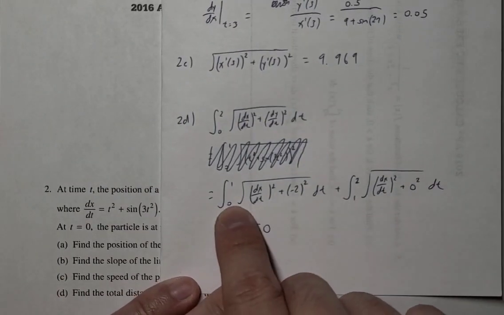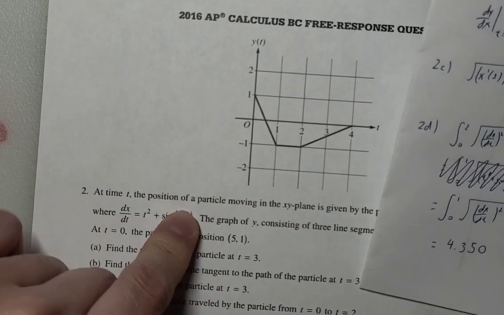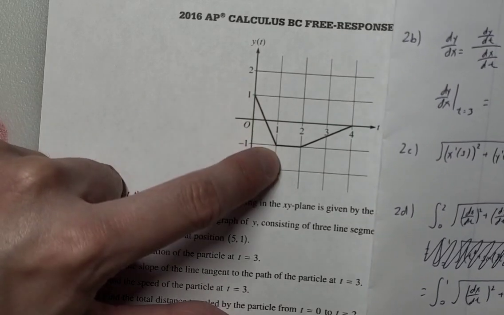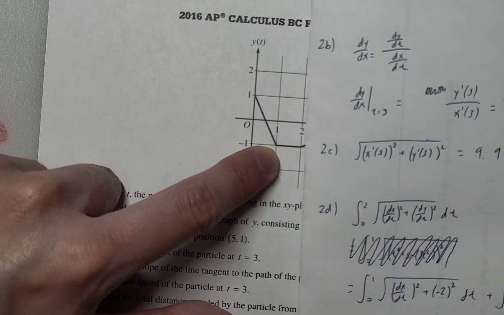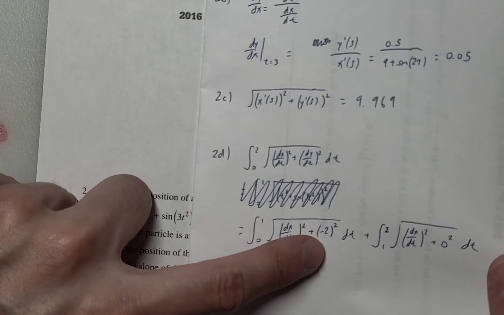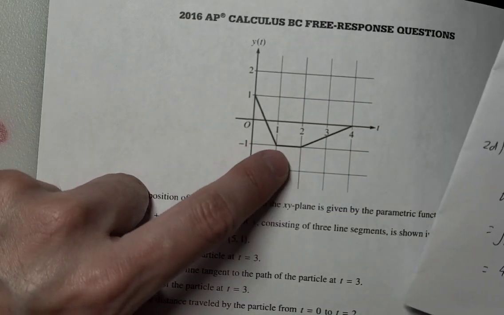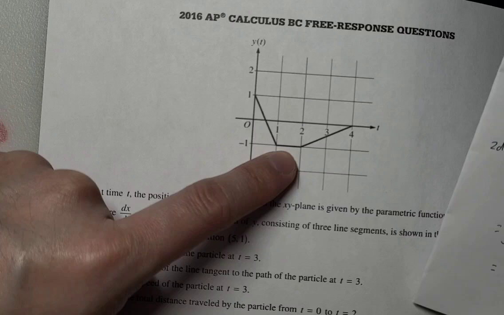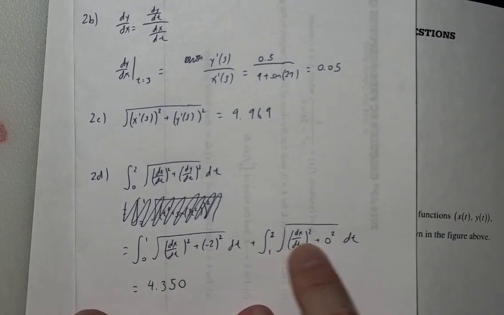So you actually have 2 integrals. The integral from 0 to 1: dx/dt they gave you as an equation, so that's nice. But from 0 to 1, your dy/dt is minus 2, right? The slope is minus 2. The derivative is the slope of the tangent line. So minus 2 squared right there. And then your second integral from 1 to 2: your dx/dt is still that guy. But what's the slope of the tangent line from 1 to 2? It's 0.